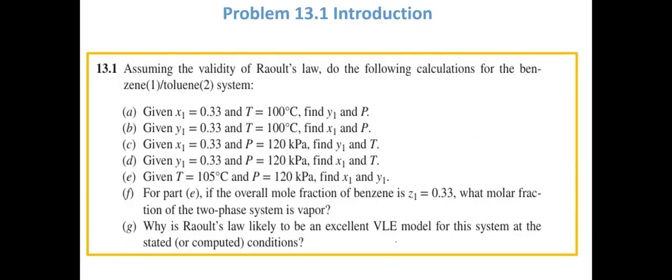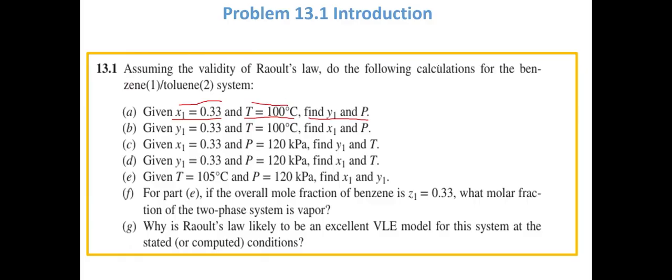We have a pair of different parameters. For example, we can give x1 and T equal to 100 degrees C. Find y1 and P. How will you find y1 and P when x1 is equal to 0.33? One thing is clear: x1 is 0.33, which means it is a significant amount, so we cannot use Henry's law here, right? And at 100 degrees C, we can find the saturation pressure as well.